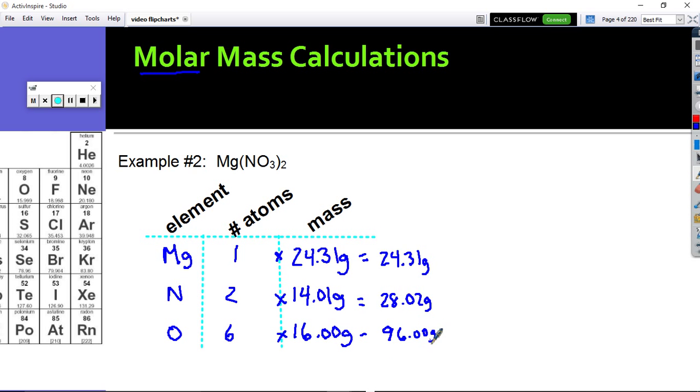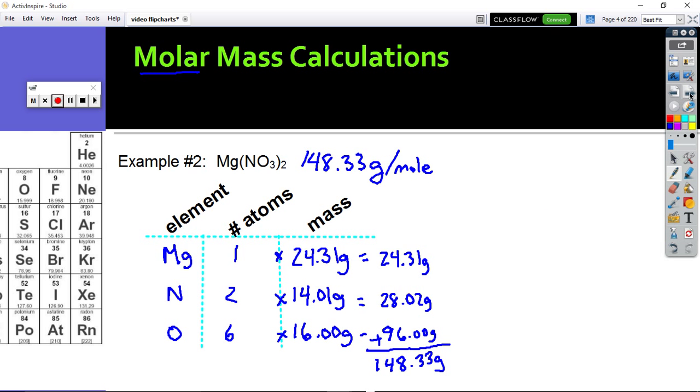Now that we have the total mass of all the magnesium, nitrogen, and oxygen, we're going to add everything together to get the overall grand total called the molar mass. And this is best found using your calculator. So our answer is 148.33 grams per mole. Per mole, just remind ourselves that this is the mass of a whole mole.